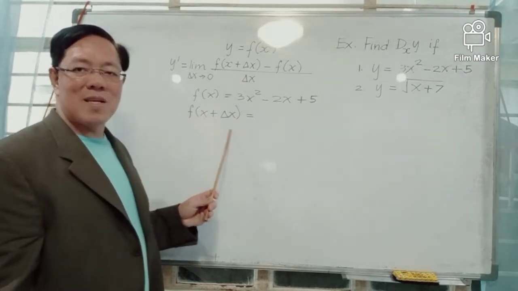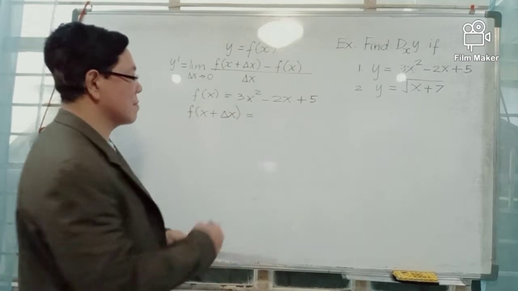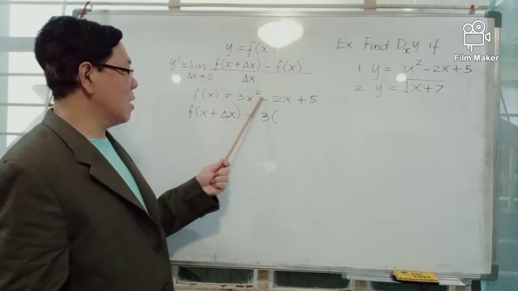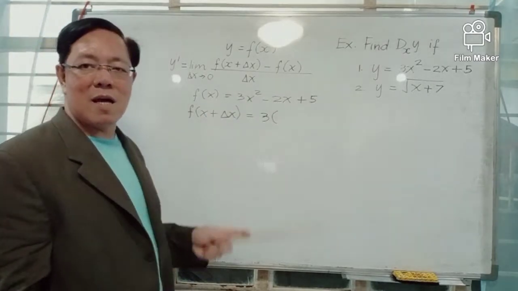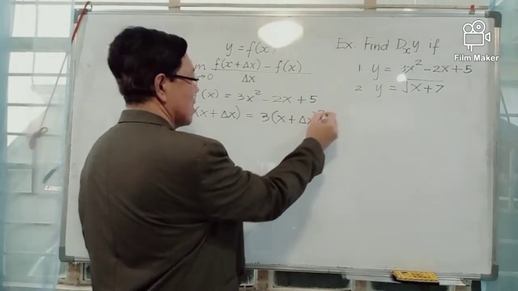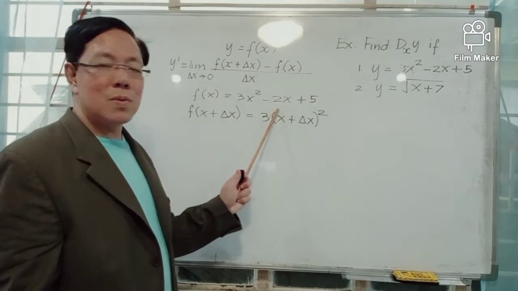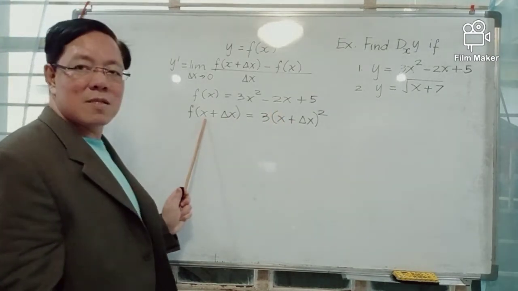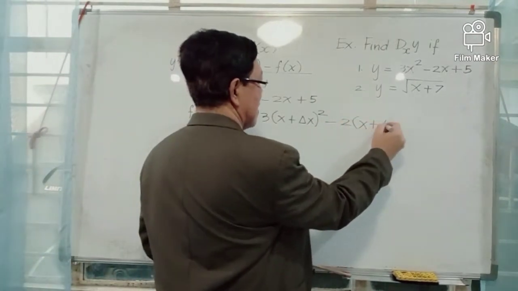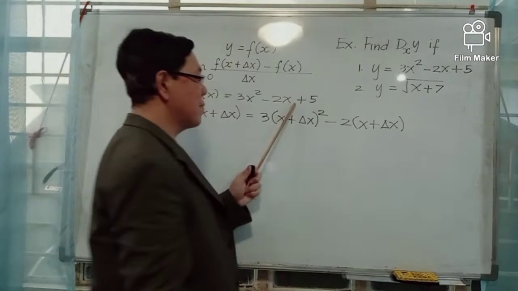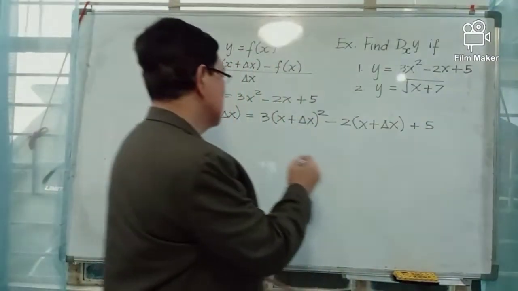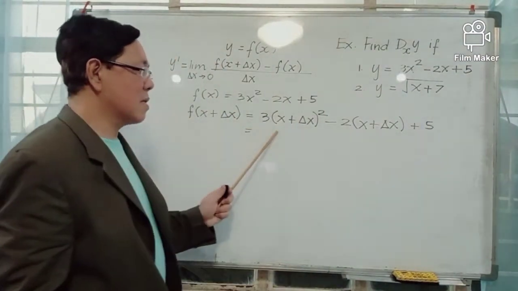Hence, f of x plus delta x equals 3 multiplied by the square of x plus delta x, minus 2 multiplied by x plus delta x, which is minus 2 times x plus delta x, plus the constant 5. And we simplify the right-hand side.